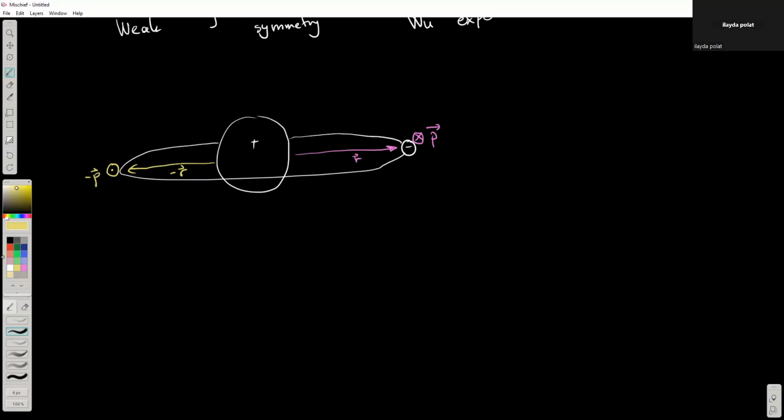But if you just compute the angular momentum, I'm going to use a green coloring here. The angular momentum in that case is going to be like that. So that's r cross p.